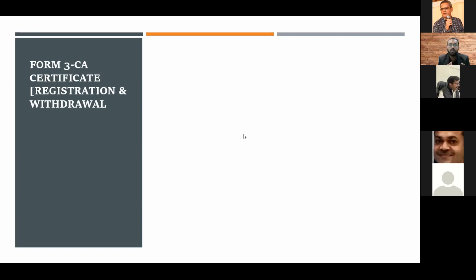So your Form 3 CA certificate, registration and withdrawal के टाइम पे ये लगता है. इसमें हम लोग एक लिमिट देते हैं डेवलपर को, और अगर वो लिमिट क्रॉस हो गया, then he has to obtain a different certificate. So that is the major role.